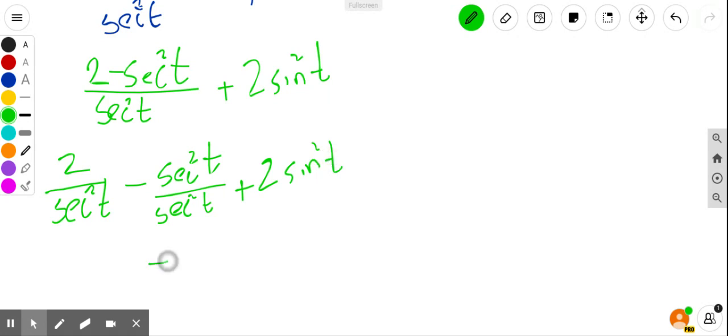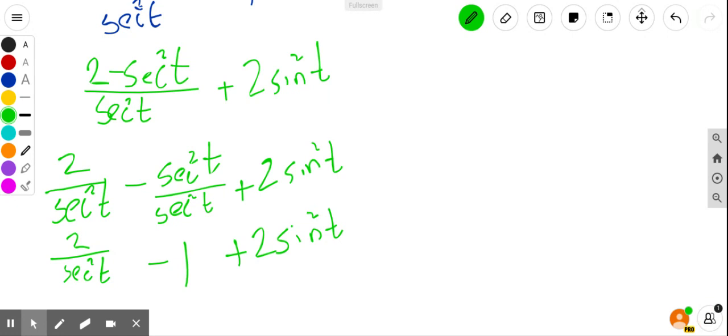This is just going to be minus 1. This will still be 2 sine squared of t, and this will be 2 over secant squared. So as you see, I made some progress. I took that fraction, and rather than having two terms in the numerator, I now am down to one term. But I don't like the fact that I still have a fraction.